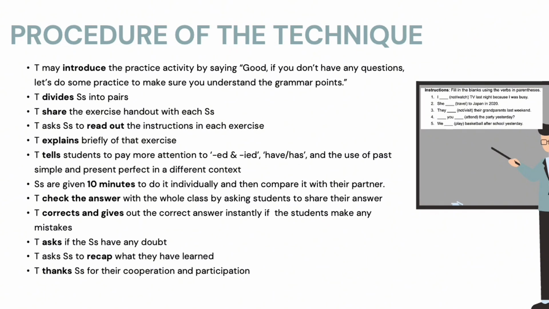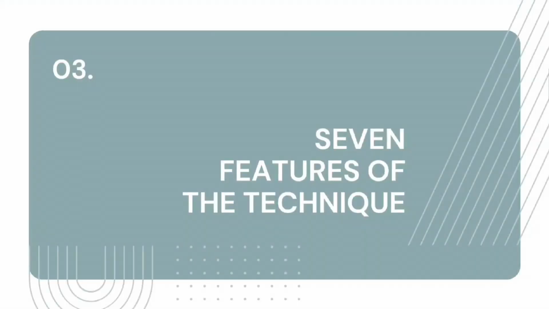After the 10 minutes, the teacher may check the answers with the whole class by asking students to share their answers. And while the students are giving the answers, the teacher may correct and give the correct answer instantly if the students make any mistakes. After checking the answers, the teacher may ask if the students have any questions. And the teacher may ask the students to recap what they have learned and thank students for their cooperation and participation.